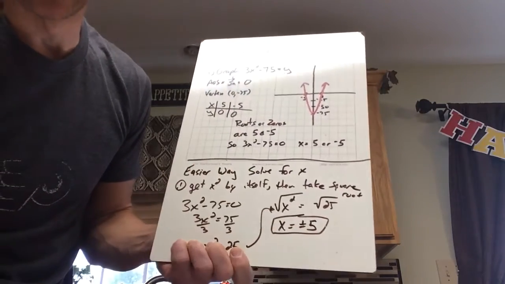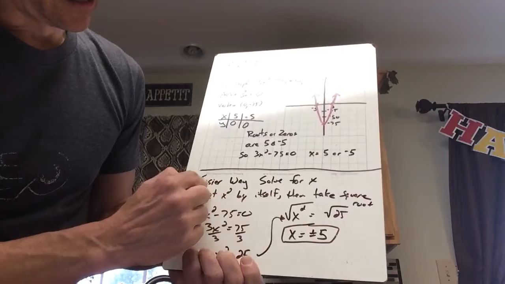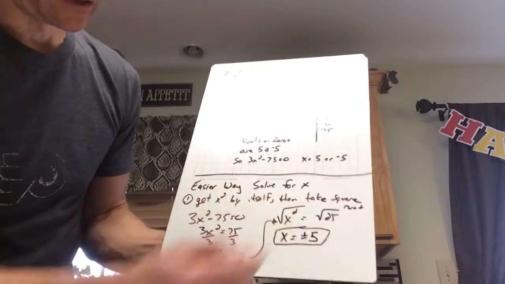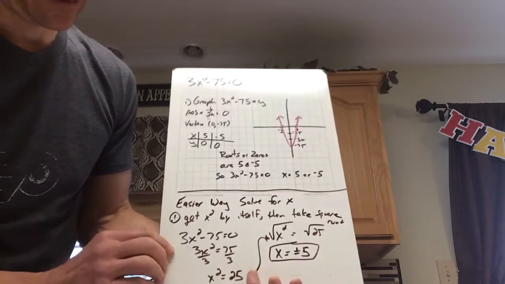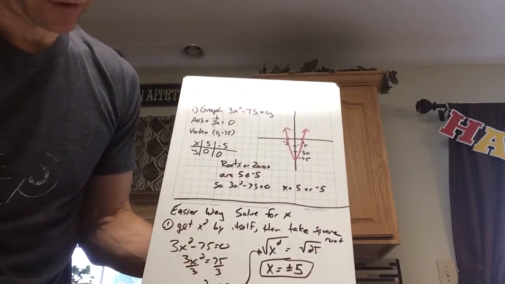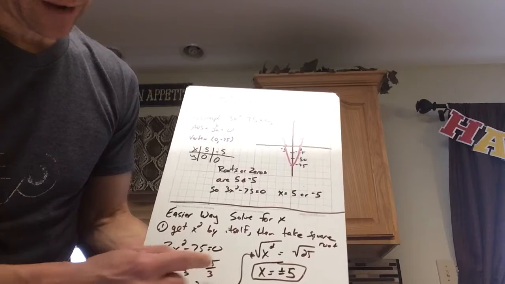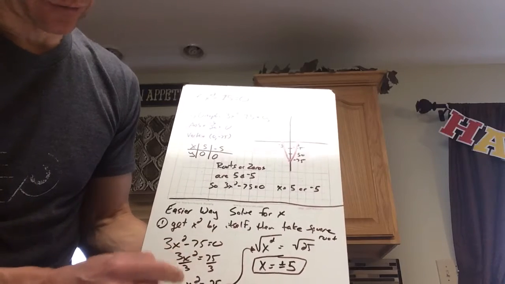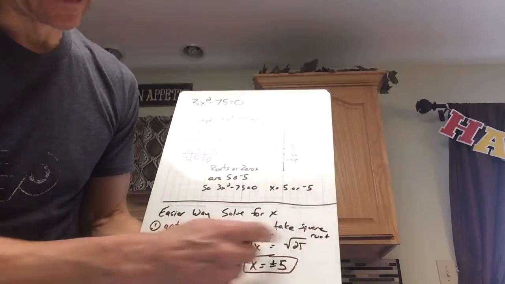When b is not 0, we're going to go to some other methods. We're going to solve for the x squared. So we want to get x squared by itself and then take the square root. So here's the simple math. 3x squared minus 75 equals 0. We add 75 to both sides. We get 3x squared equals 75. Divide both sides by 3. X squared equals 25. Take the square root of both sides.